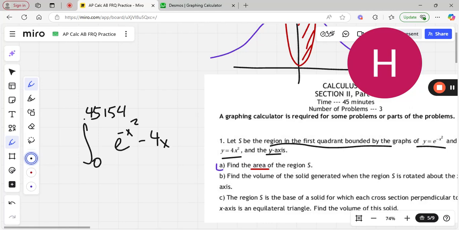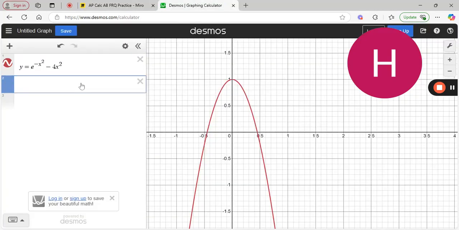And in Desmos, we're going to have to use parentheses on the integrand, always. So let's go ahead and calculate that. Integral from 0 to 0.45154 of parentheses e to the negative x squared minus 4x squared dx. And there you have it. Pretty easy.